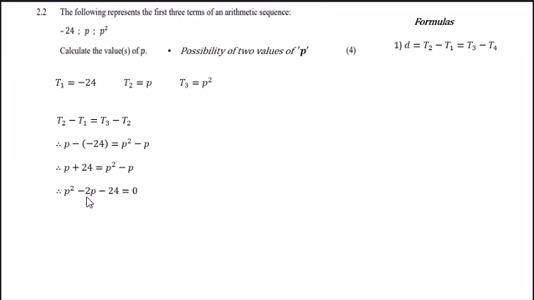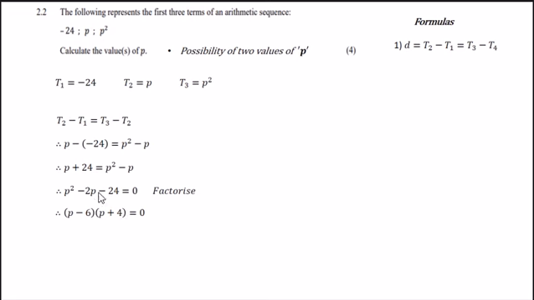Then from here, we know that we have to factorize. So by factorizing, this is what we will have. How do we factorize? We are looking for the factors of 24, the ones which when we multiply give us 24, and when we subtract give us 2. 6 times 4 is 24, and 6 minus 4 is 2. So 6 and 4 are our factors for this equation.